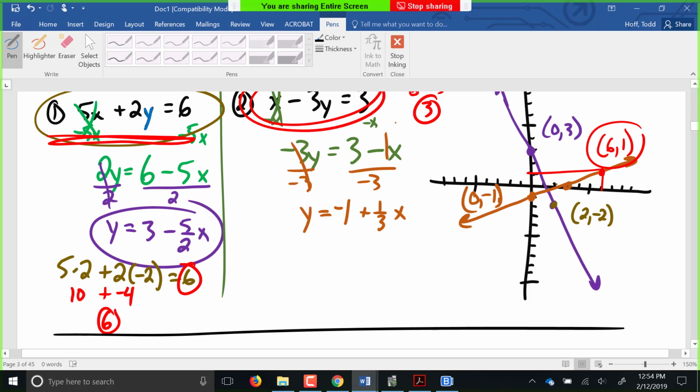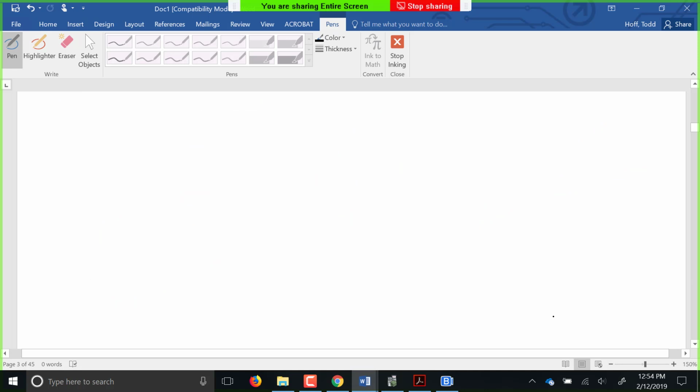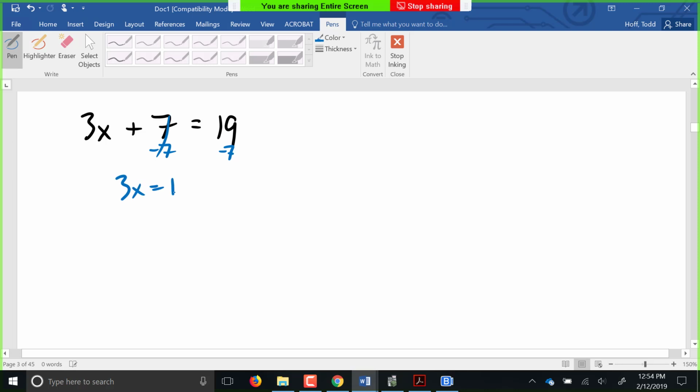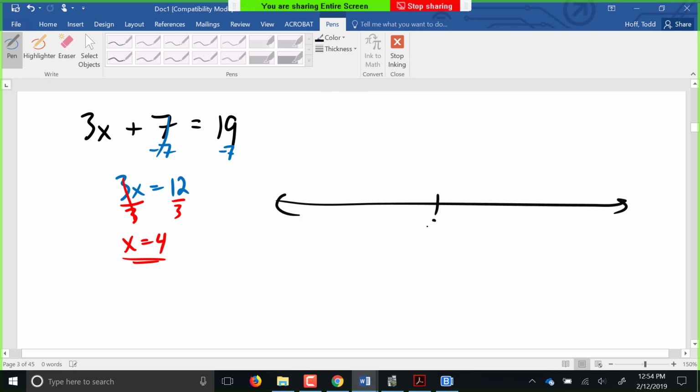We did something similar to this on our number lines when we worked with equations like this, 3x plus 7 equals 19. We subtracted 7, 3x equals 12, and then divided by 3. x equals 4. And we represented that on a number line by simply putting a dot at 4. That represented x equals 4. We had other ways of representing that value in vectors and other stuff, but the dot is the simplest way.